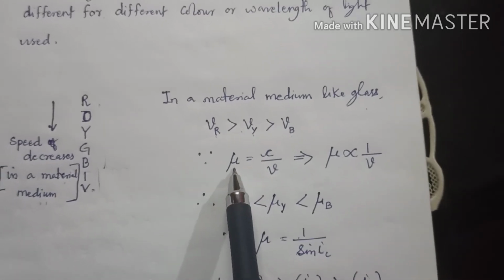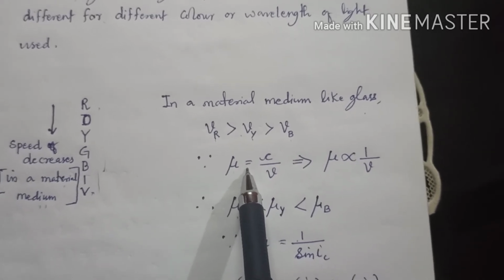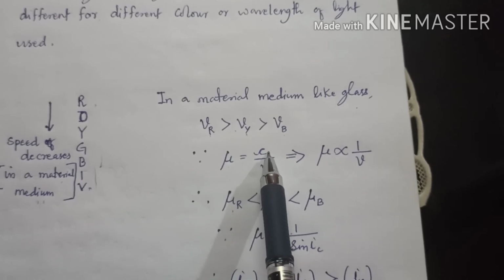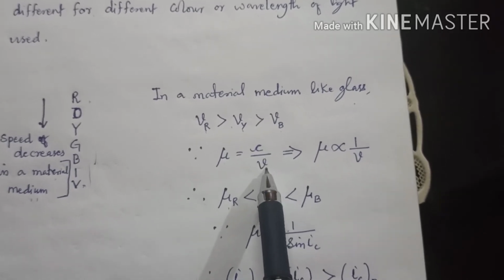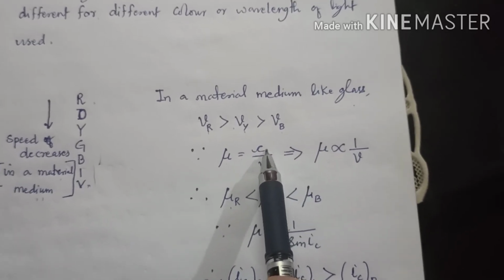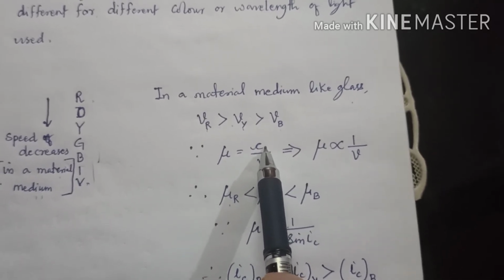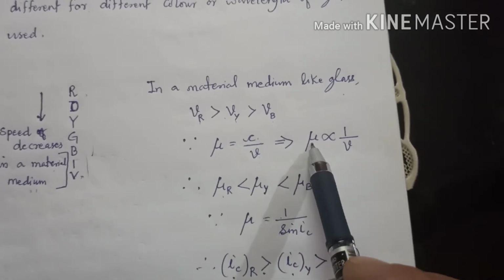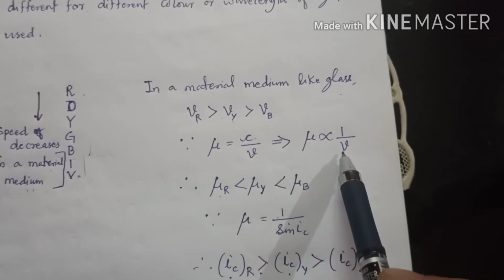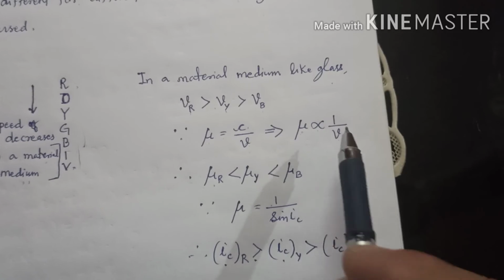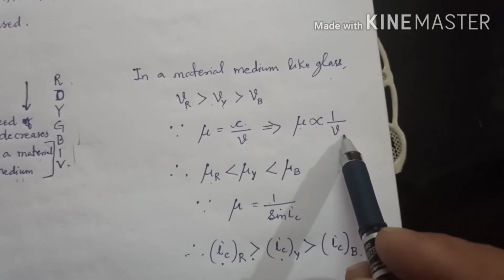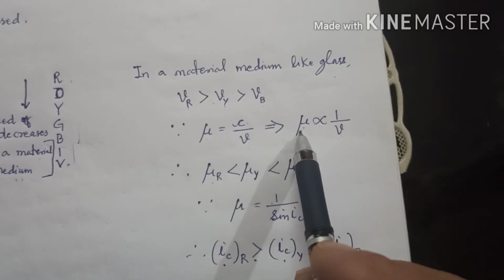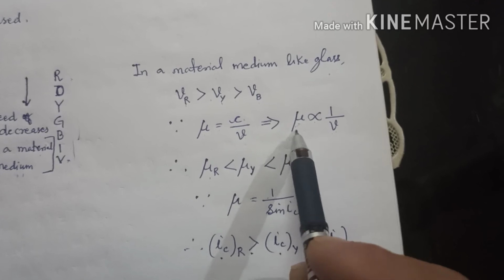Now we know the refractive index of a medium is given by this formula. It is equal to the ratio of the speed of light in air or vacuum to the speed of light in the medium. Since the speed of light in vacuum is constant, that is 3 × 10^8 meters per second, this relation can be written like this also. That is, the refractive index of a medium is inversely proportional to the speed of light in that medium. If the speed of a particular color of light is more in a medium, then the refractive index of that medium for that color will be less.